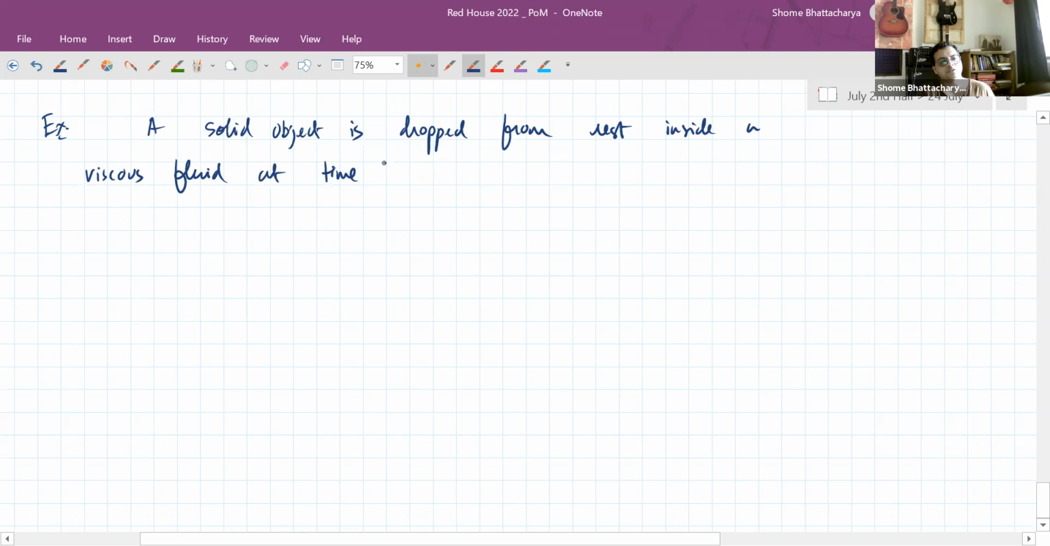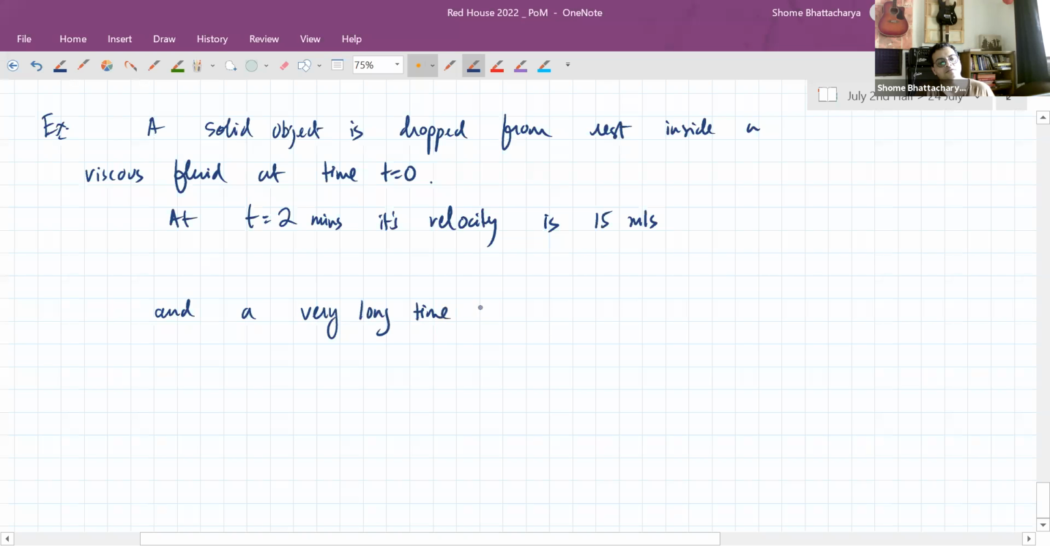Okay, at time t equal to 0. At t equal to, let's say, 2 minutes, its velocity is, let us say, 15 meters per second, and a very long time later, like let's say it's in free fall for several minutes. Little unlikely situation, but let's imagine something like that. Its velocity is 45 meters per second. Okay, or let's make this slightly easier question. Let's take it exactly double.